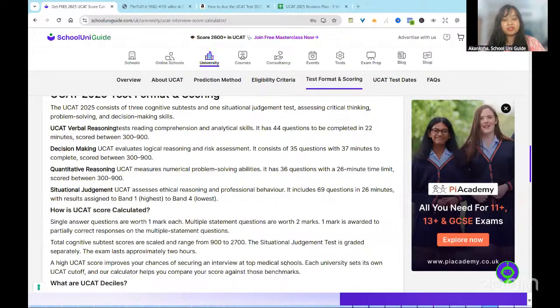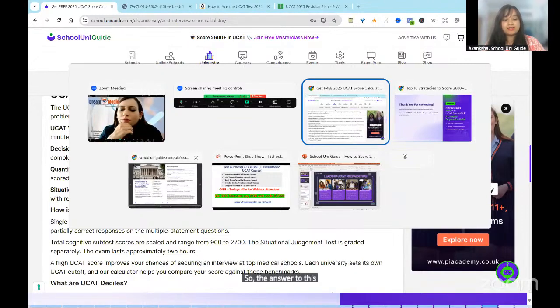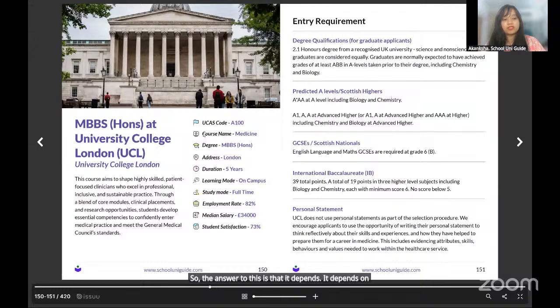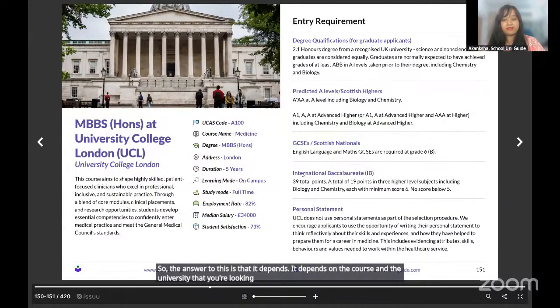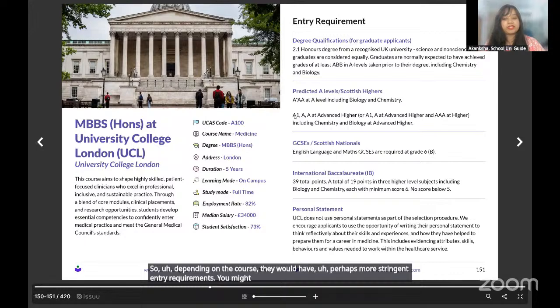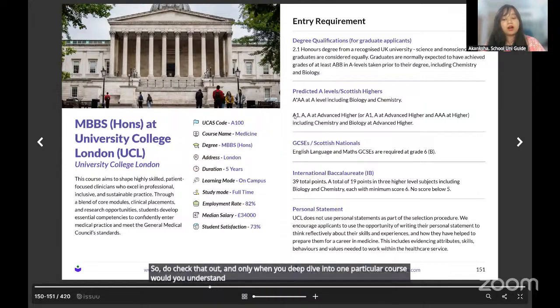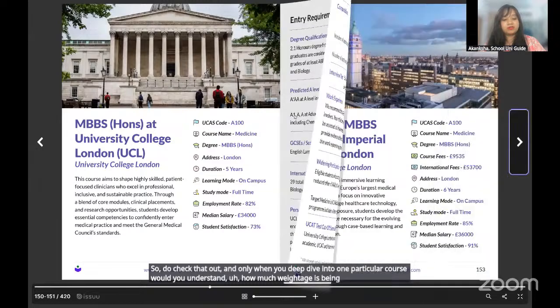Harry has a question. How important is the UCAT score compared to other parts of the application? So the answer to this is that it depends. It depends on the course and the university that you're looking to apply for. Our recommendation would be to check out the entry requirements of that particular course. Depending on the course, they might have more stringent entry requirements. You might need higher grades in certain subjects, so do check that out. Only when you deep dive into one particular course would you understand how much weightage is being given to the UCAT score.